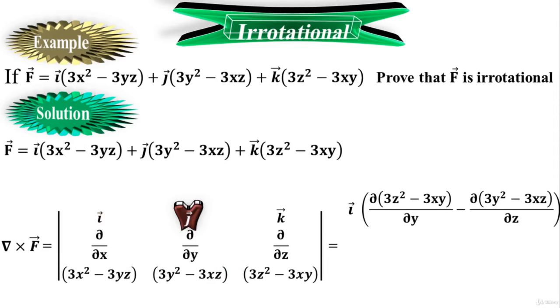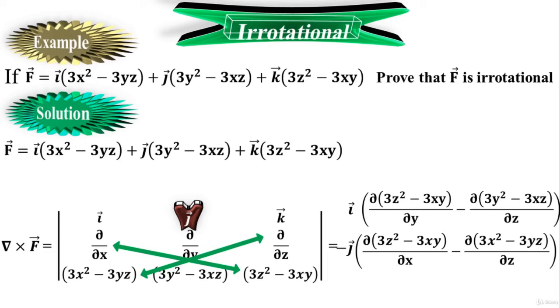Now take j, minus j. Ignore the first row and the second column. Take cross product between these four terms, which equals partial 3z square minus 3xy over partial x minus partial 3x square minus 3yz over partial z.